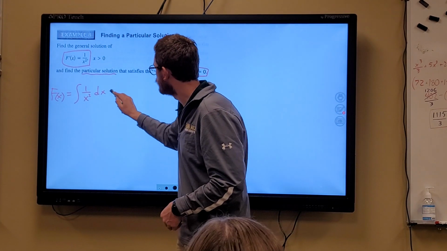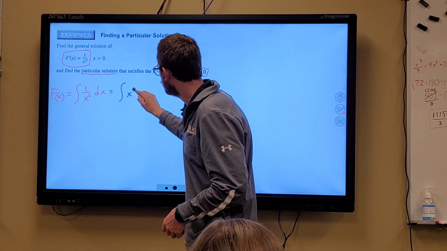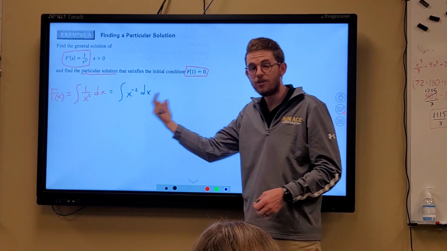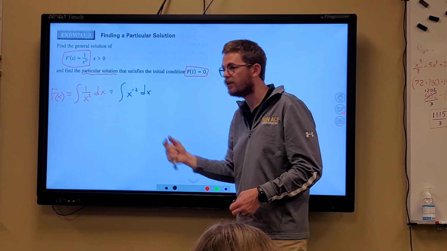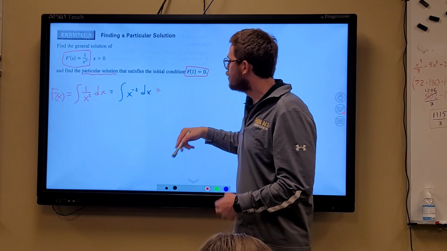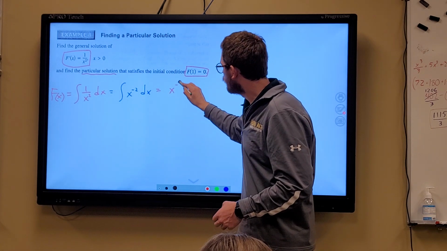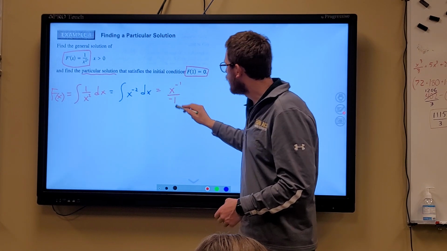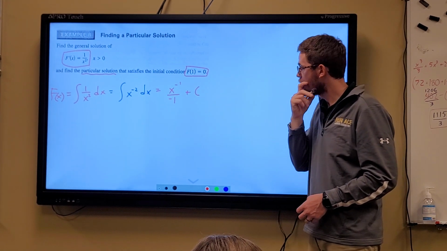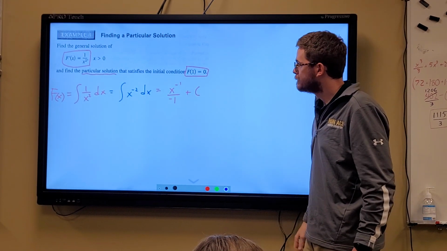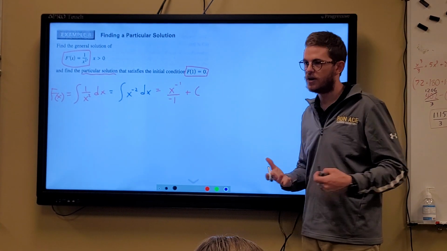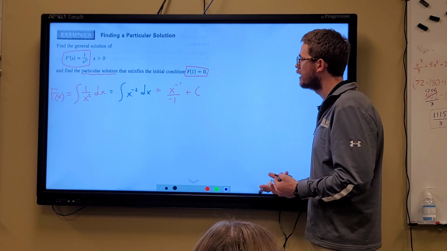I can rewrite this first to make this x to the negative 2. Again, I still haven't integrated yet, so I still have my dx, I still have my integral symbol. And I'm going to do my reverse power rule. I'm going to increase the exponent by 1. I'm going to divide by that new exponent. I'm going to put my plus c. And here is a problem where it is going to be very helpful for us to simplify.